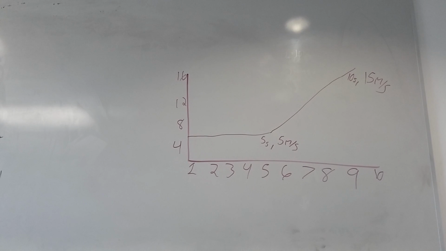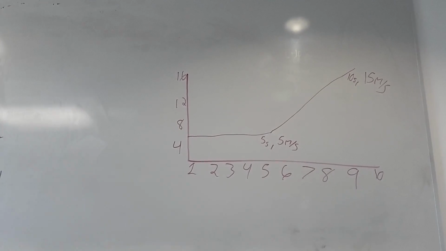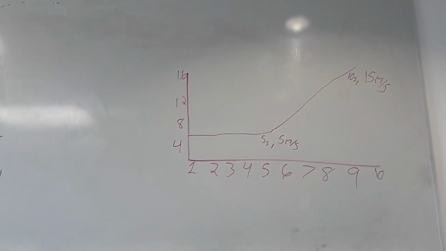The horizontal section of the graph depicts a constant velocity motion, consistent with the verbal description. The positively sloped section of the graph depicts a positive acceleration, consistent with the verbal description of an object moving in the positive direction and speeding up from 5 meters per second to 15 meters per second.